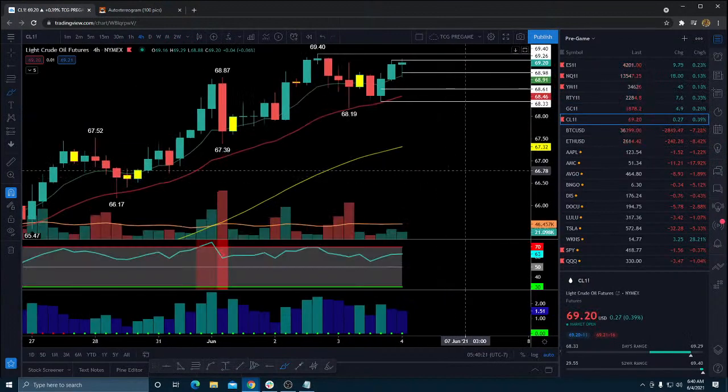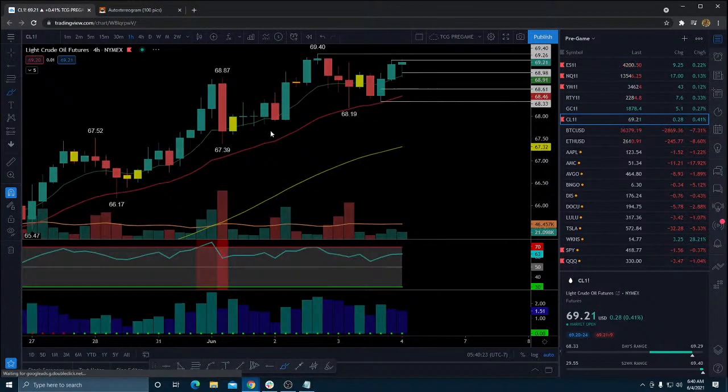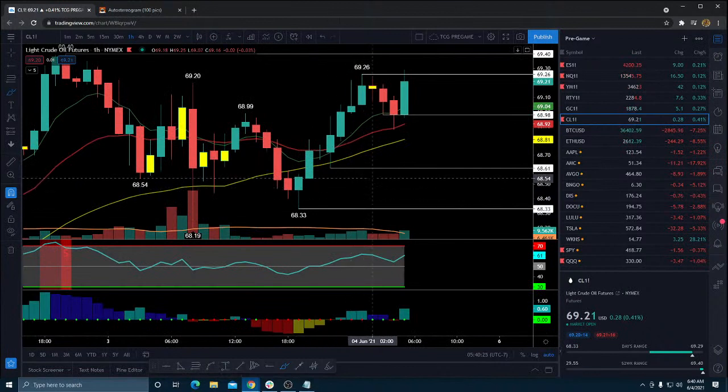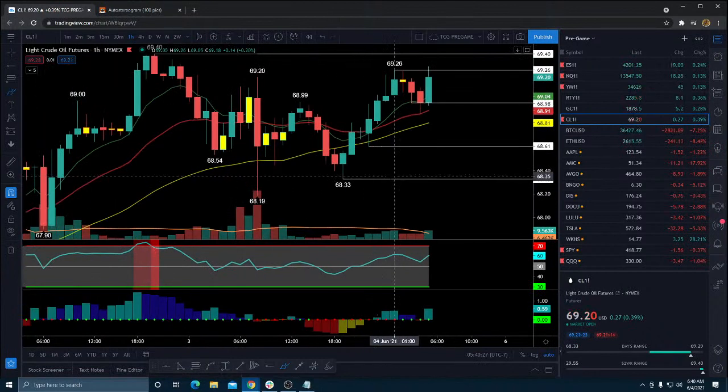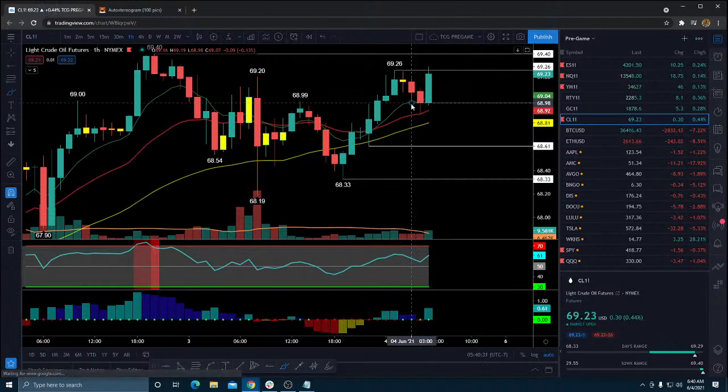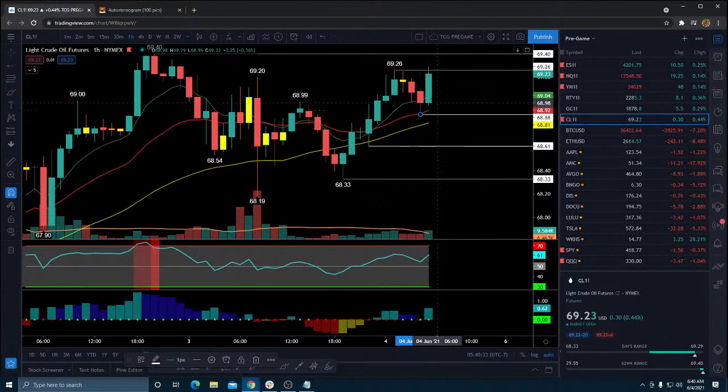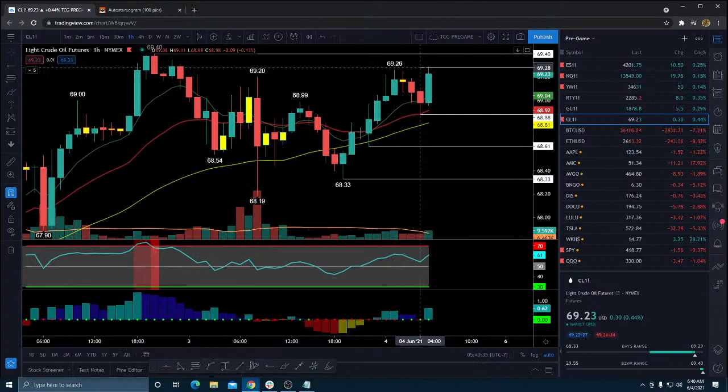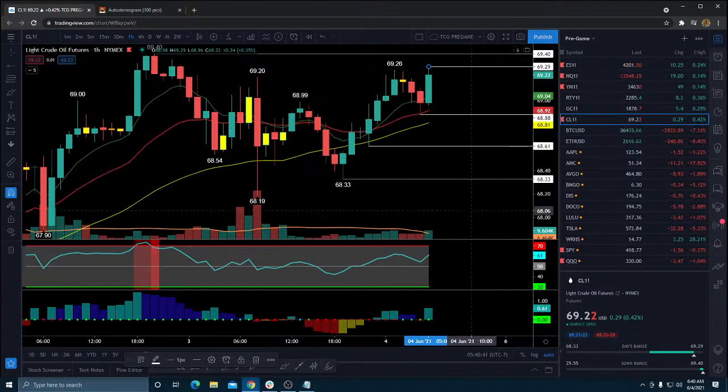So oil looks great. We talked about it yesterday. Definitely one of the more bullish commodities and names we were looking at in a sea of red. Let's see. So here are your new levels on oil. Your resistance 69.29, 69.40, support 68.88, 68.61.